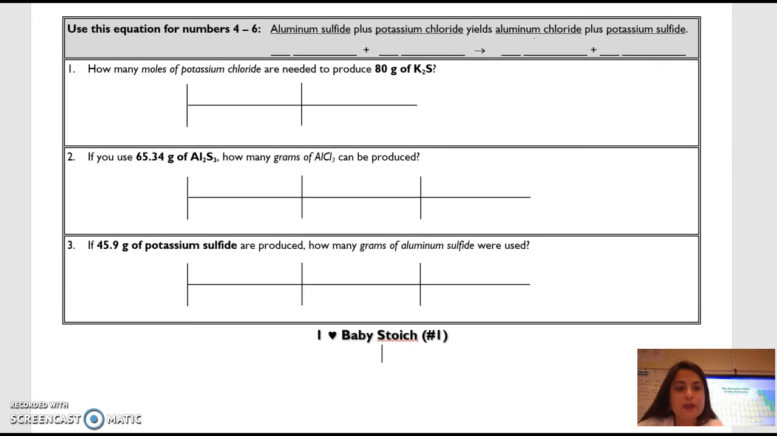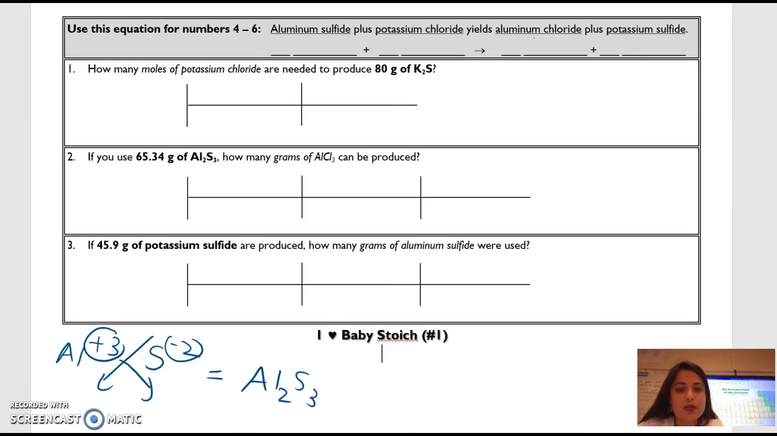All right, so aluminum sulfide, let's go ahead and do that here. Aluminum has a charge of +3, sulfur has a charge of -2. You swap the charges and you get aluminum 2 and S3. So you're going to put that here, Al2S3.